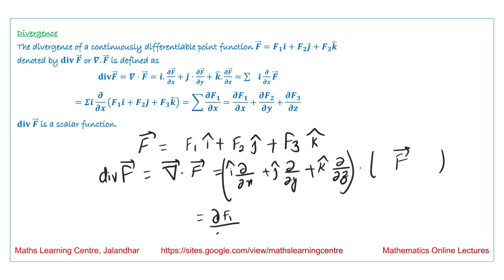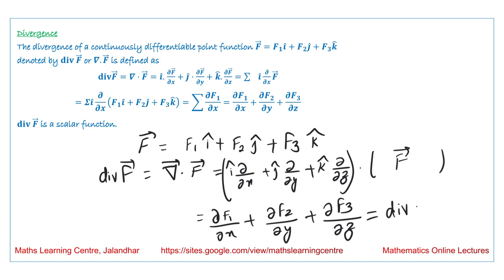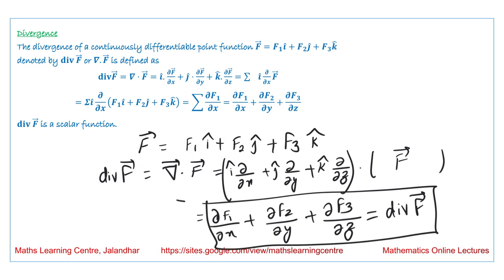The answer we obtain is del f1 by del x plus del f2 by del y plus del f3 by del z. This is the definition of divergence of F vector. Clearly this is a scalar quantity, because it is a dot product. So, the divergence of F vector is a scalar quantity.